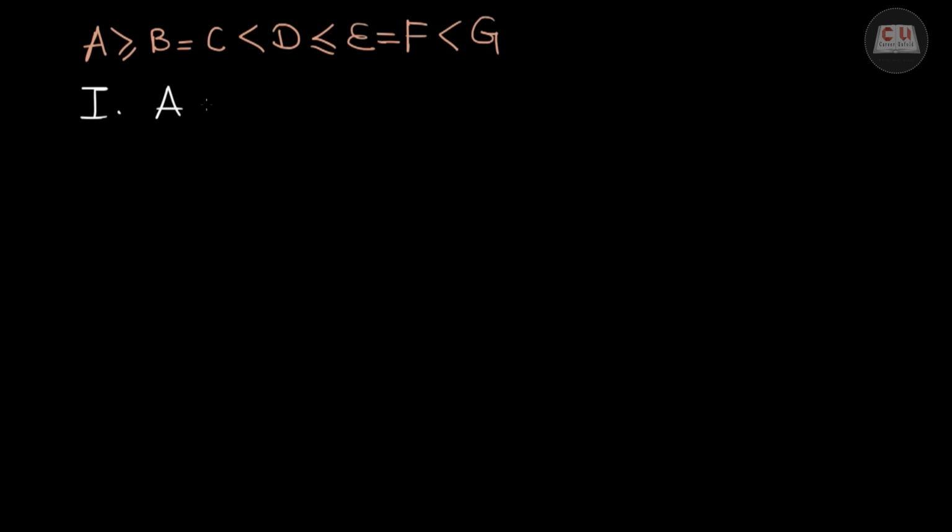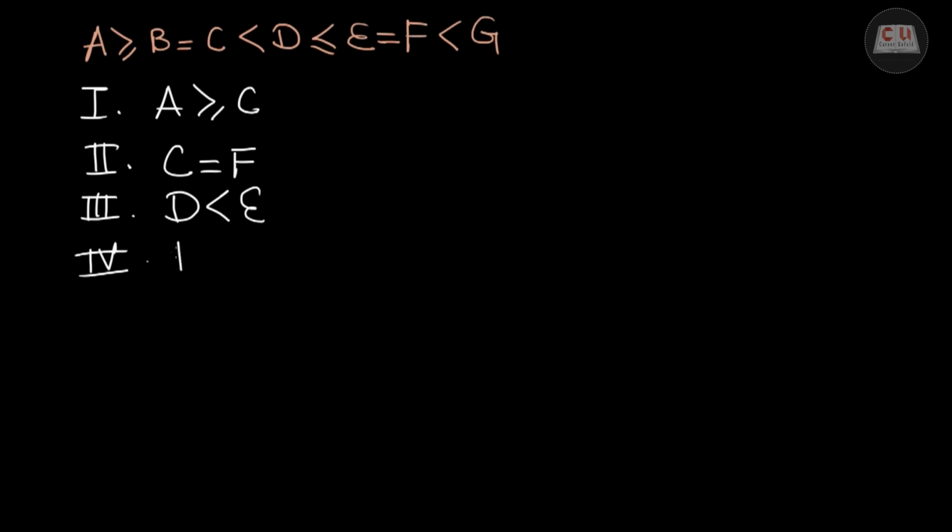Okay. Let's say A is greater than equal to B, equal to C, less than D, less than equal to E, equal to F. Let's just add one more, G. Okay, so this is your question. Now I'll give you some conclusions. The first one being A is greater than or equal to C. Second, C is equal to F. Third, D is less than E. Fourth, D equal to E.